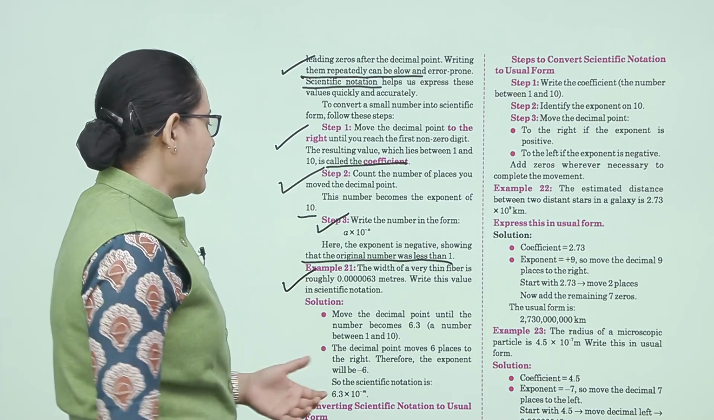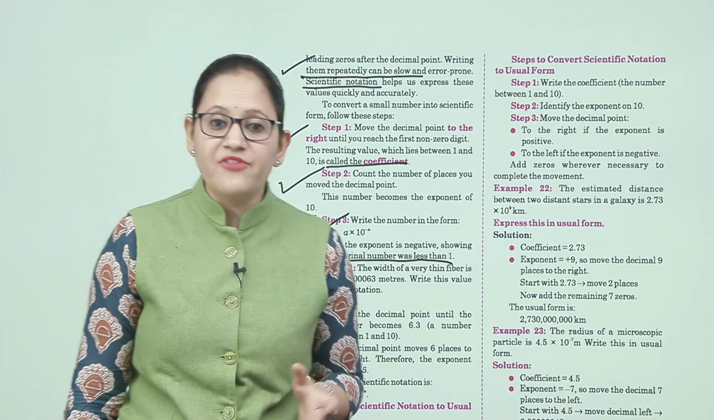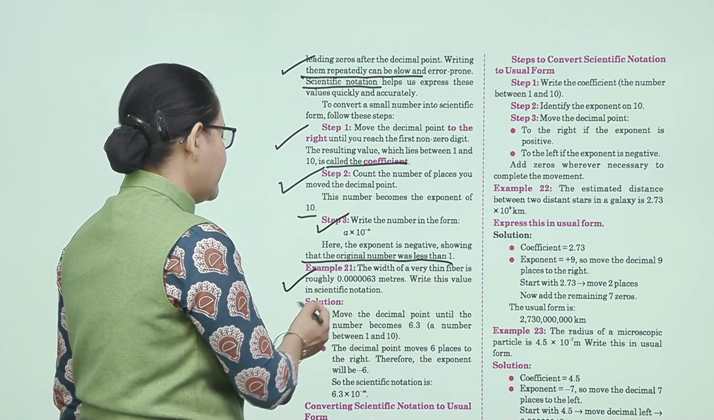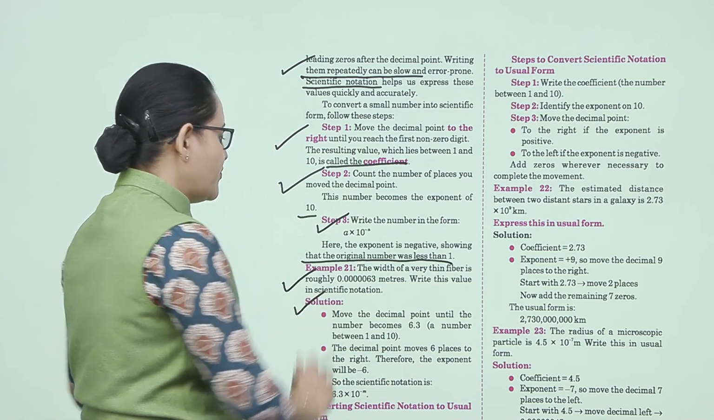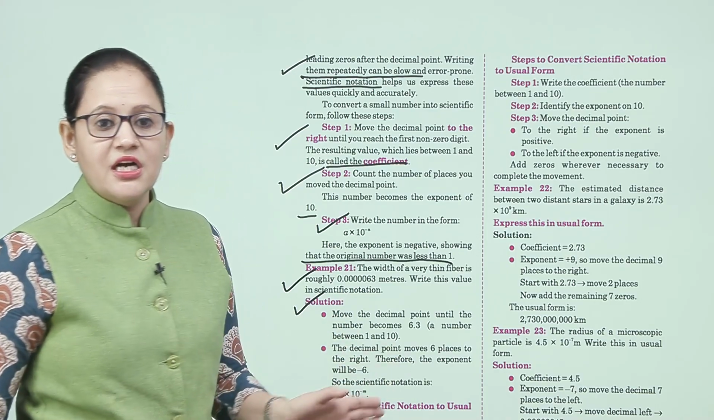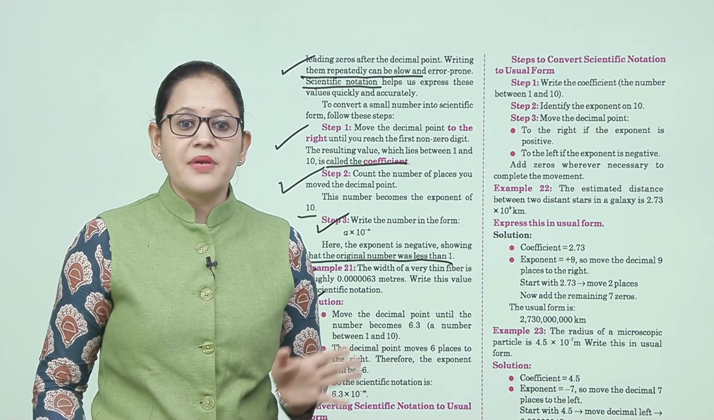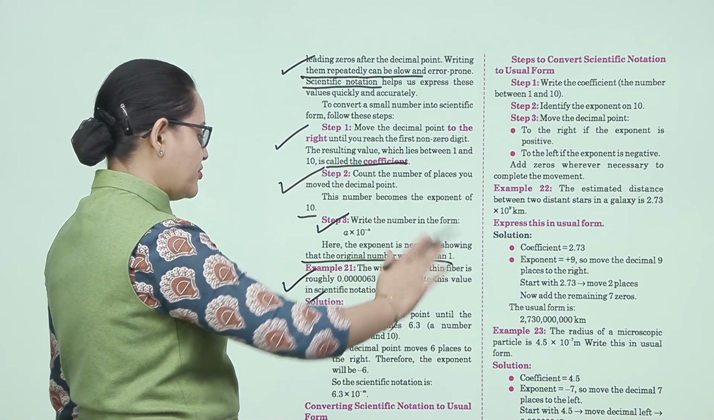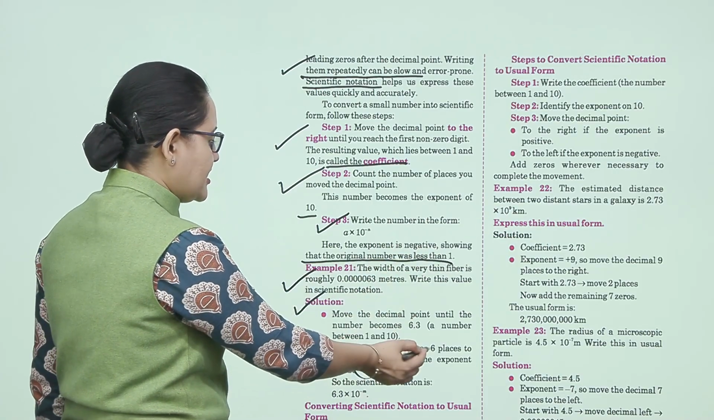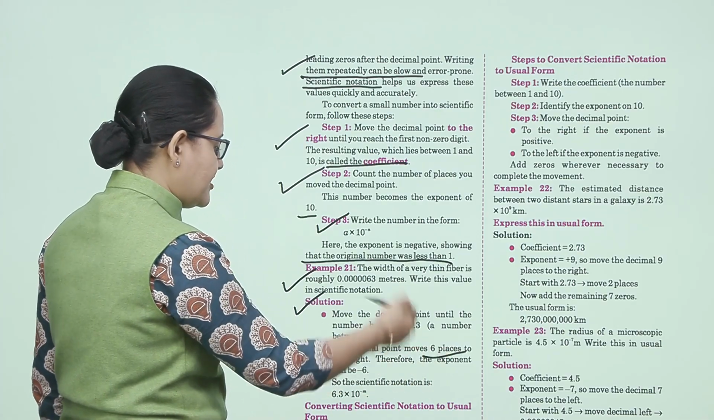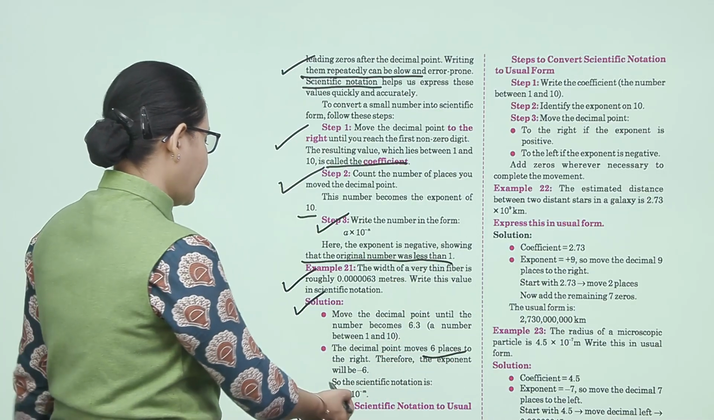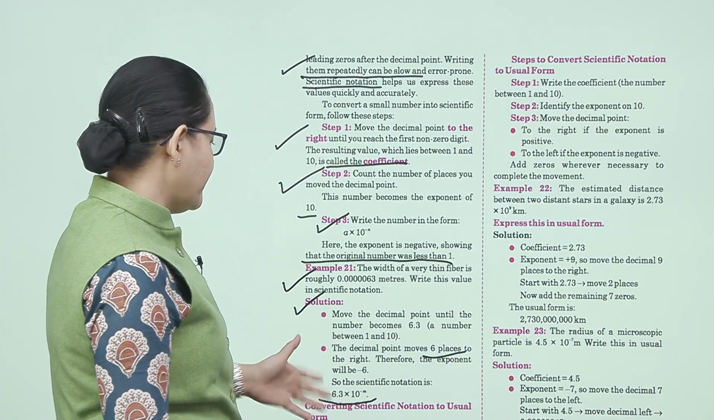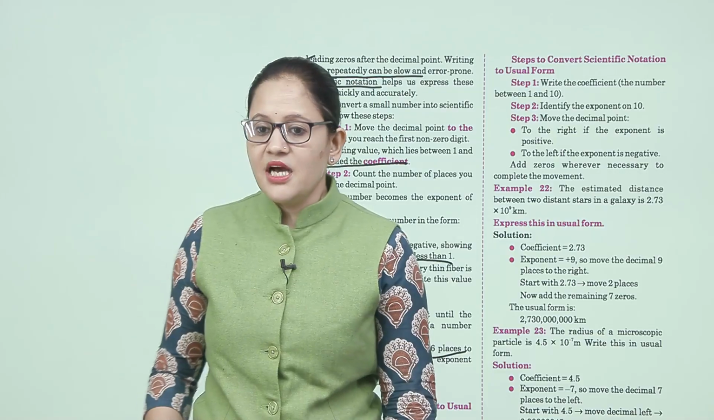We'll take an example here. The width of a very thin fiber is given to us in meters. Write the value in scientific notation. First we'll move the decimal point to the right until the number becomes 6.3. The decimal point moves 6 places. That 6 becomes the negative exponent. So it will be 6.3 times 10 to the power minus 6. That will be the answer.